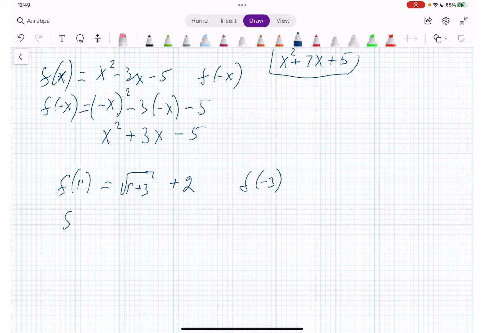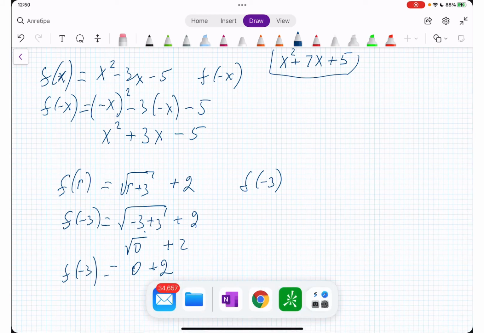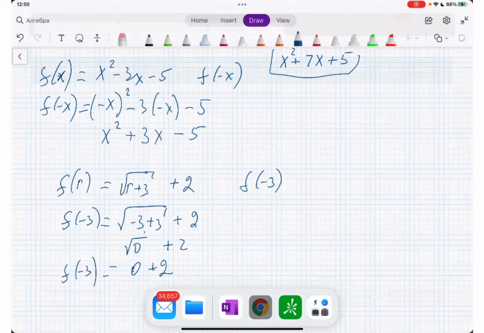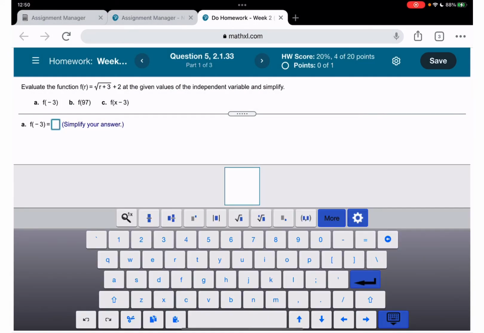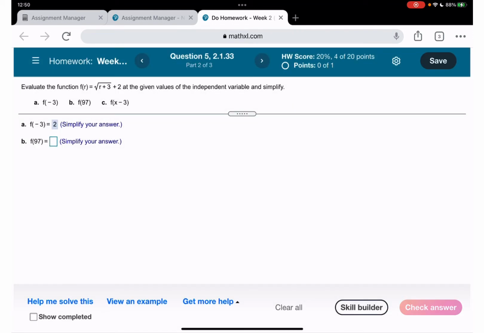So f of negative 3 is going to be equal, instead of r plugging negative 3, plus 3 and plus 2. Negative 3 plus 3 is going to be 0. Square root of 0 plus 2. Square root of 0 is 0, and plus 2, we are getting positive 2. So f of negative 3 is equal positive 2. Good job.